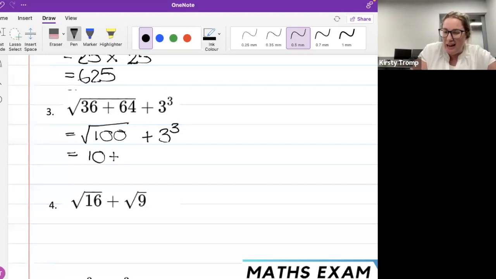And while I'm here, I'm going to do 3 to the power of 3. Right, so 3 to the power of 3, or 3 cubed, is the same thing as saying 27. All right, and so my final answer is going to give me 37.